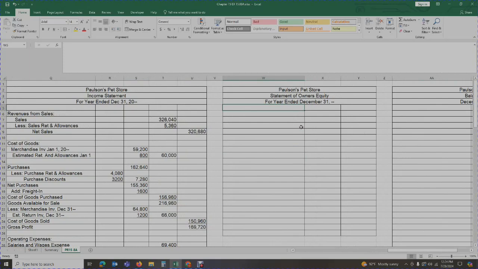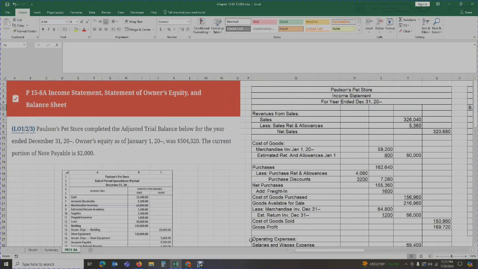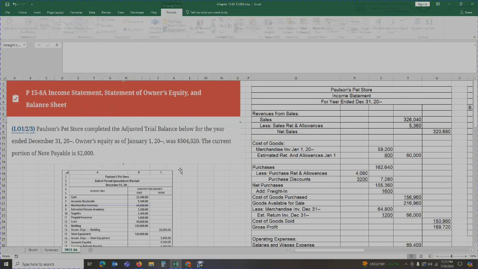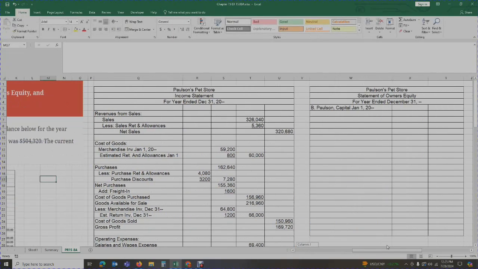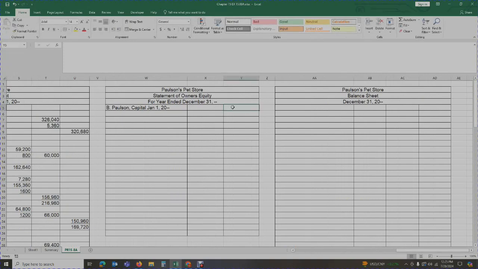For the statement of owner's equity, we're going to begin with our beginning capital. So we have B. Paulson, Capital, January the 1st. Now, where are we going to get that information? Well, if you look at the data provided, it says the owner's equity as of January the 1st is $504,320. So that is given to you right here. I'm going to carry that over as my starting point. From there, I'm going to add, did we have any additional investments during the year?